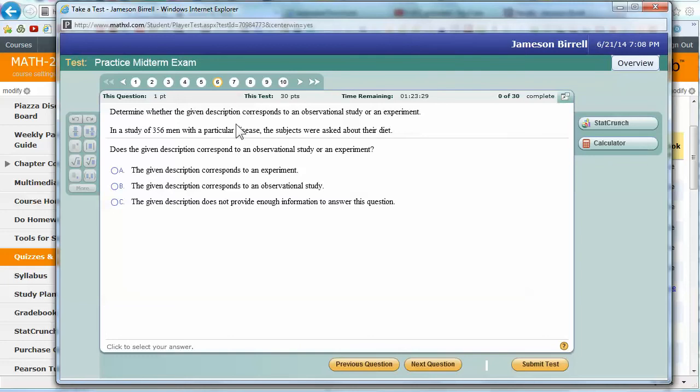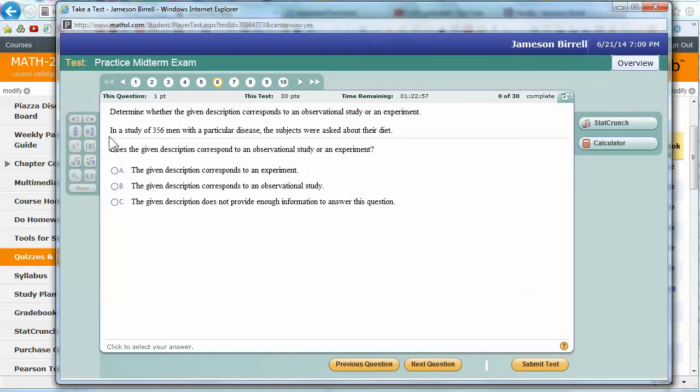If we're determining the difference between an observational study and an experiment, what we're really looking for is, did we simply observe and collect data through some sort of a survey or observational study, or did we actually create a control group and try to do some sort of experiment on one part of the group and on the other group nothing, and then check to see what the differences were.